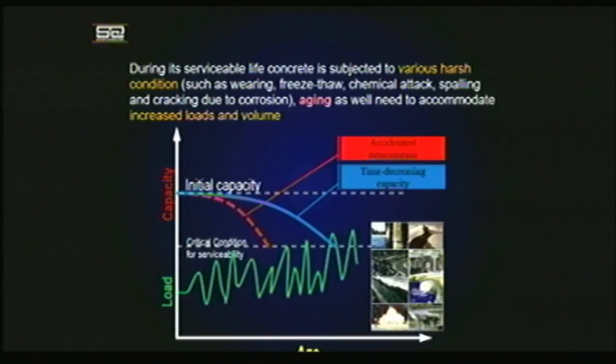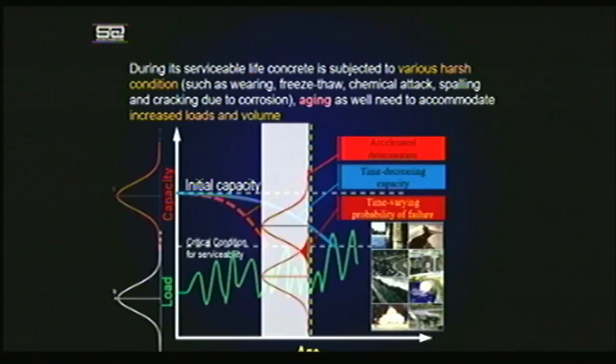And we all know that the loading is never constant. It is always varying. And if there is variability and uncertainty, probability distribution functions are the best way to represent it. And at any point of time in future, you will never be able to balance the demand and the capacity. So from this, we can easily make out that the time-varying probability of failure is increasing with time.